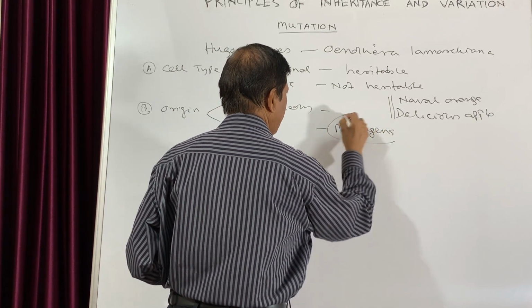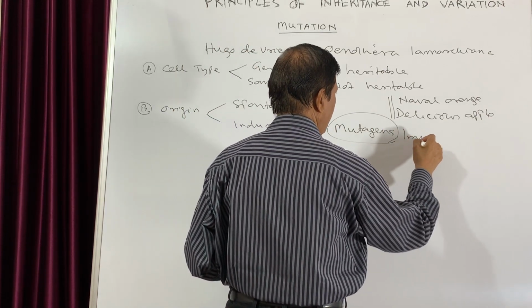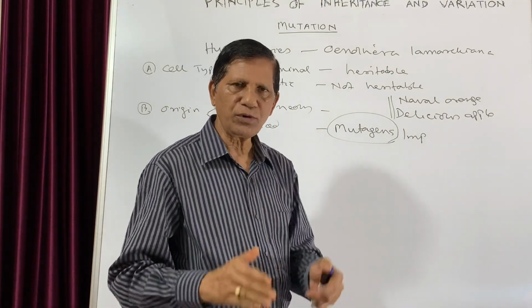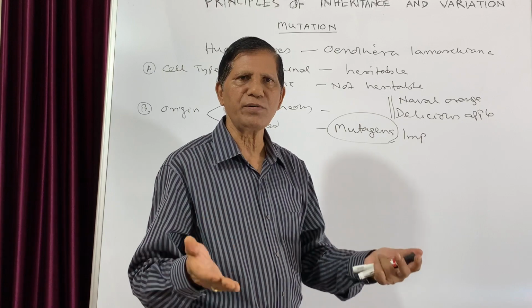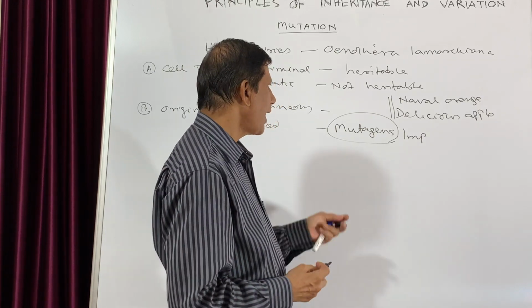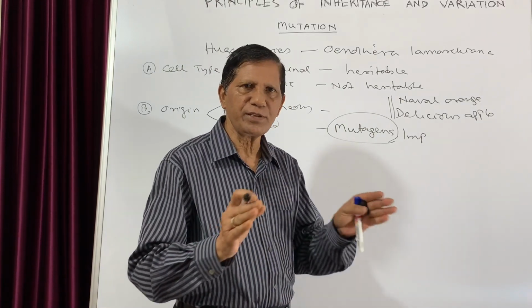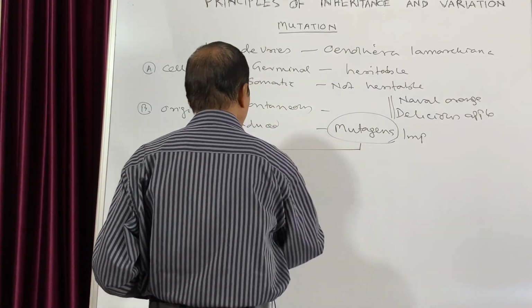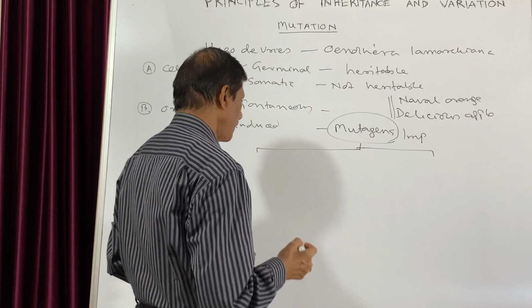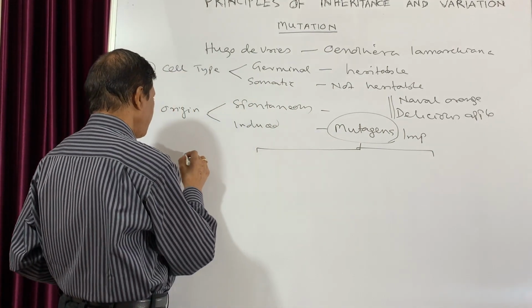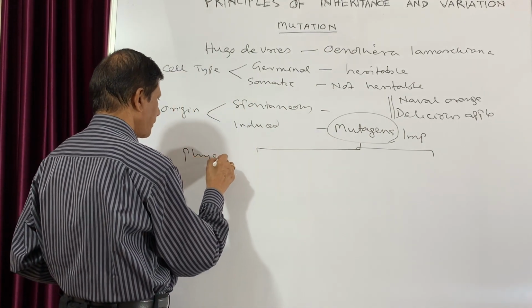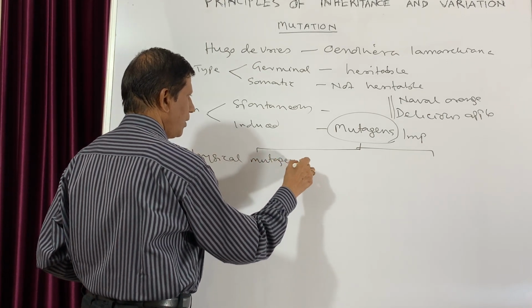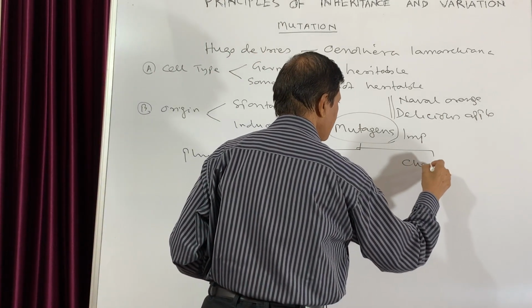So this is again important from the examination point of view. What are mutagens? That means substances required to induce mutation are known as mutagens. Now let us have a discussion about these mutagens. The mutagens, they are classified mainly into two categories. They may be physical mutagens or they may be chemicals.